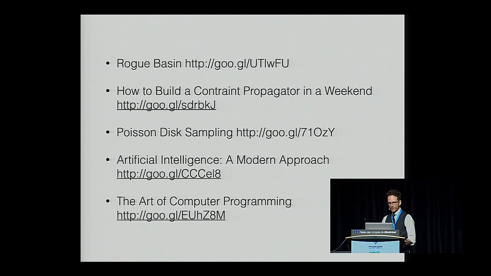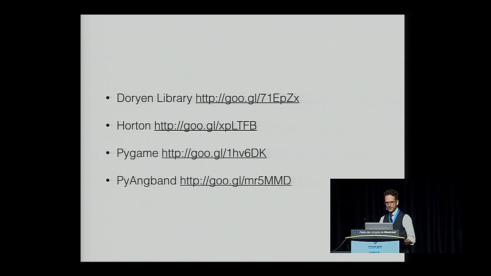There's a quick article on some Poisson disk sampling. These two books, Artificial Intelligence and the set of books on computer programming, are really great. If you want to go out and start making your own roguelike games, specifically the Doryen library provides a lot of support in that area. It's a C++ library, but has a nice Python interface. It gives you a binary space partitioning tree to develop your levels with, as well as other things like lighting and other neat little tricks that you might want to implement.